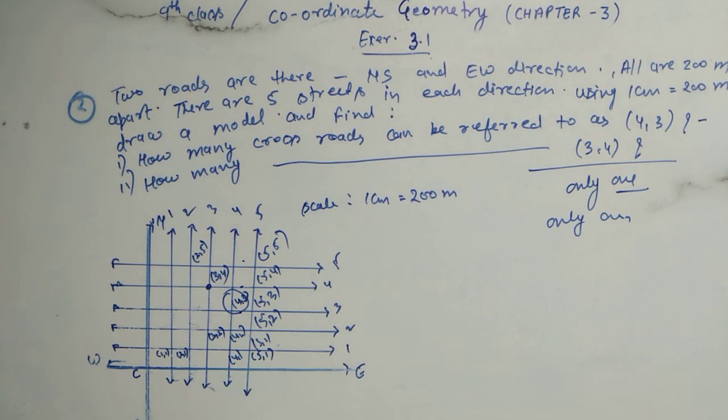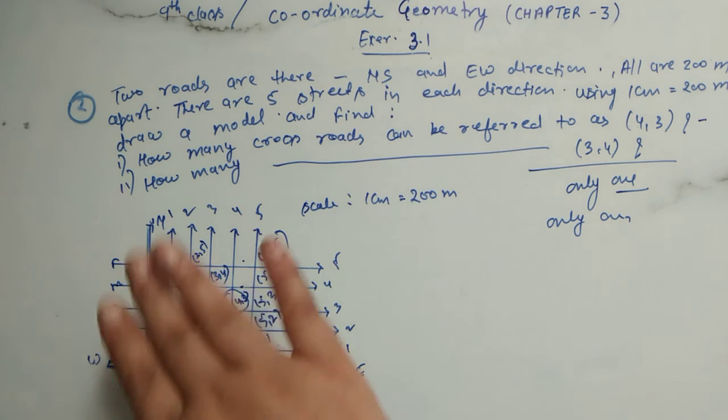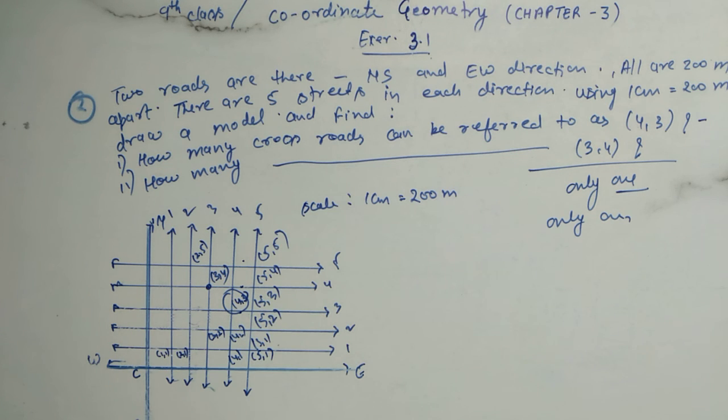What we can summarize from this is that, because of the two reference lines we have chosen, only two, north-south and east-west, the different cross streets can be uniquely located. The same we have seen in our previous video, where I explained different examples for these locations. So this is all regarding our exercise 3.1.